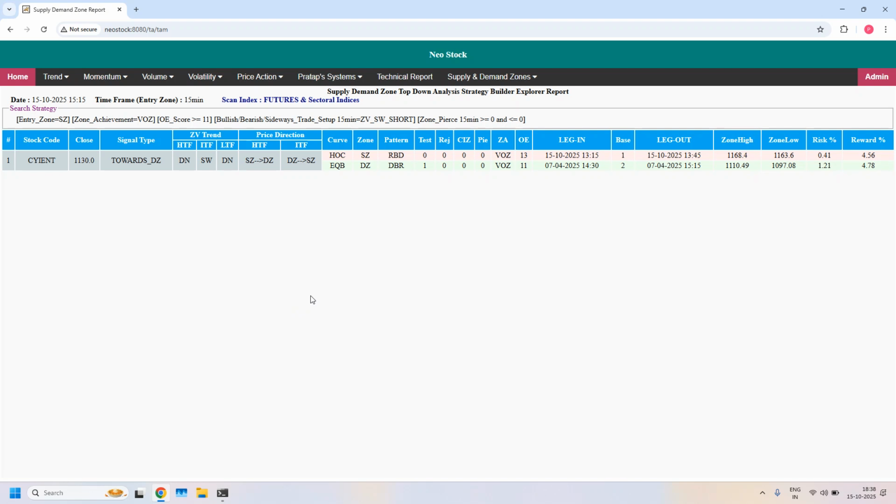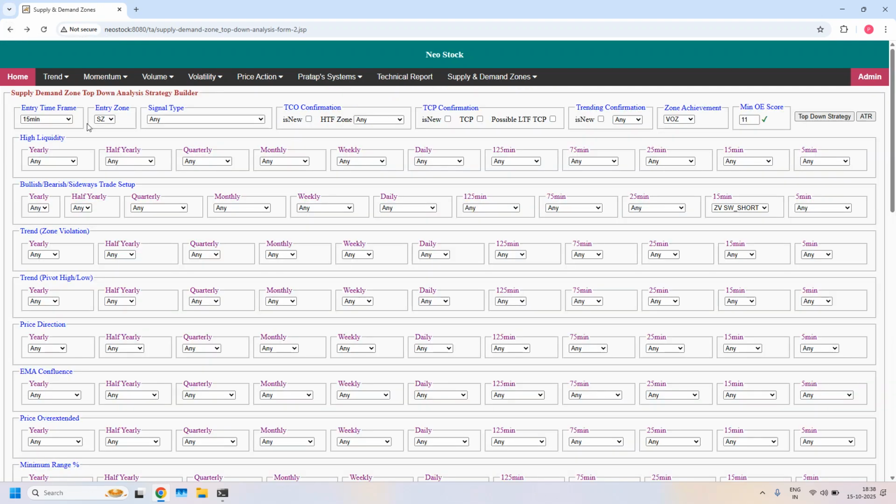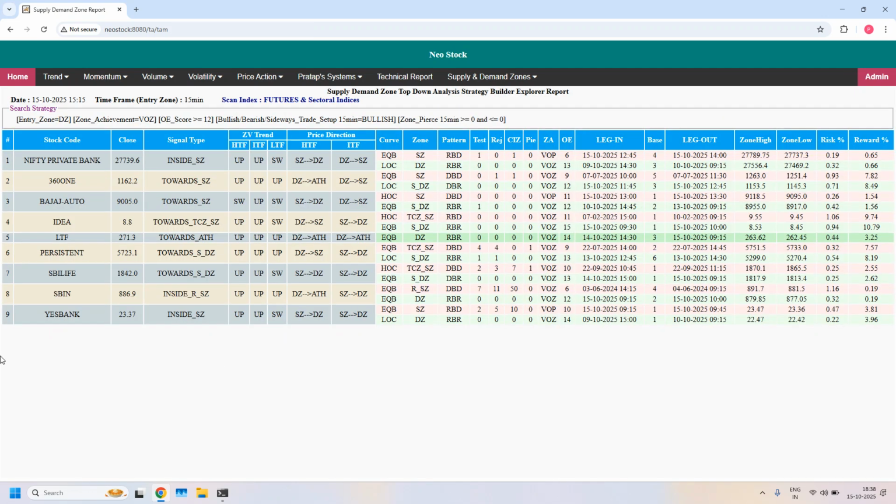Okay, next report is a bullish trade setup for daily income trade. Entry time frame 15 minutes demand zone. Entry zone is bullish. The report is bullish and minimum odd and enhanced score should be 12. Let's filter. 9 stocks are supporting bullish trade setup for daily income trade and entry time frame zones are 15 minutes demand zones. So total we got 9 stocks.